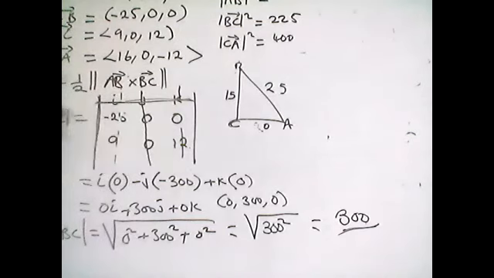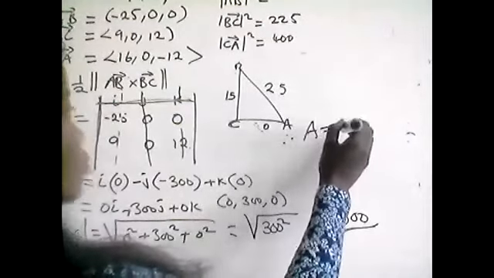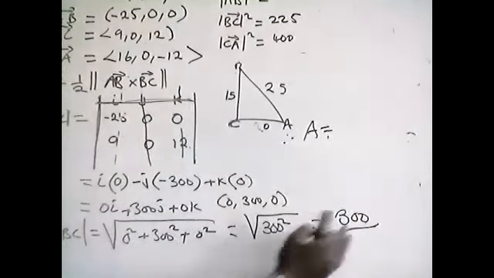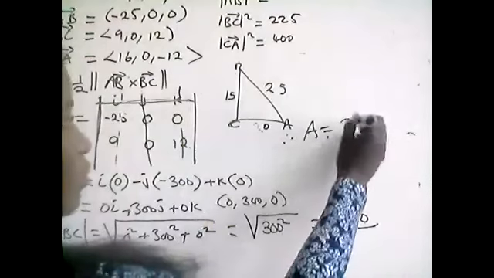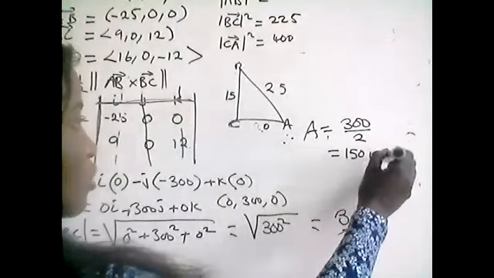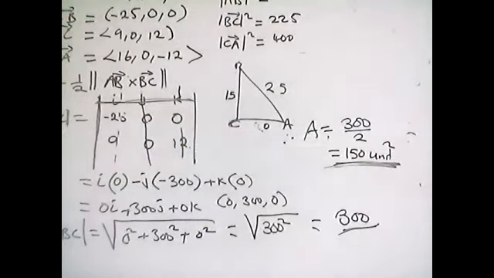So the area will be 300 divided by 2. Therefore, just write it here. The area is equal to, we found that piece there, the dot product, which is this 300, 300 over 2, which is 150. 150 square units. So we found the area of that triangle.